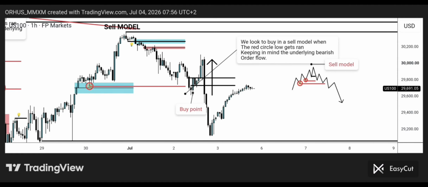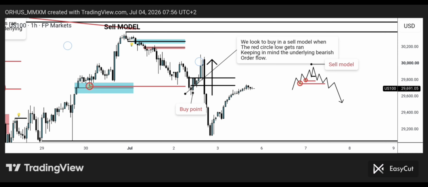This is a sell model. Market maker sell model. As you can see, I wrote on the chart, we look to buy in a sell model when the red cycle low gets run, keeping in mind an underlying bearish order flow. Okay, we have already found the most important signature in price, which is a low.